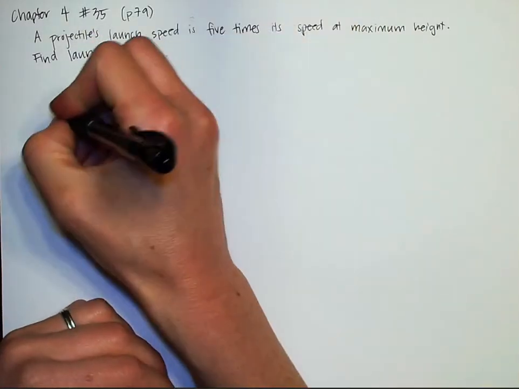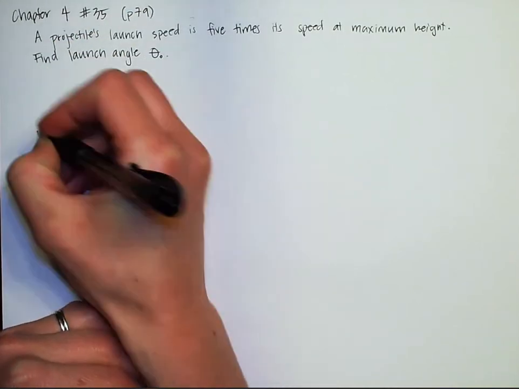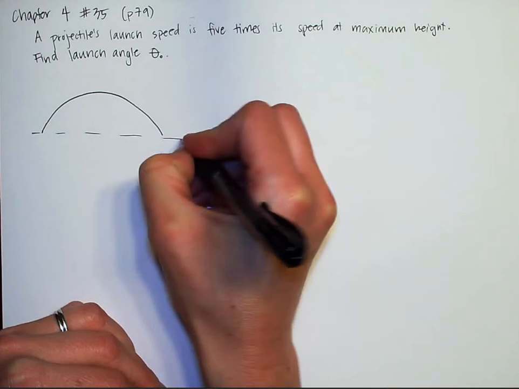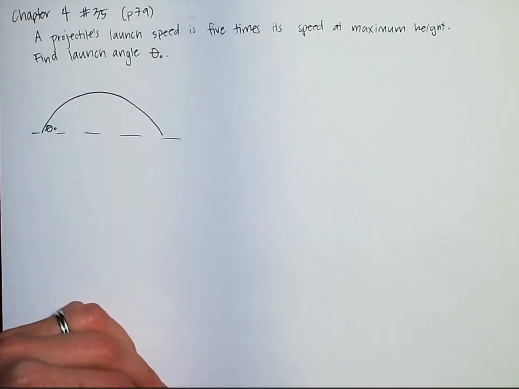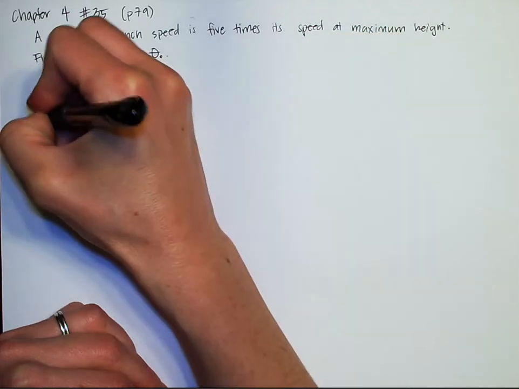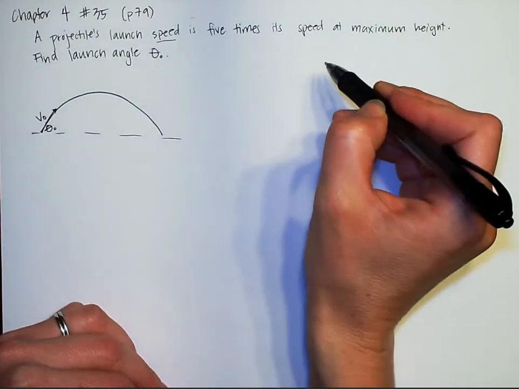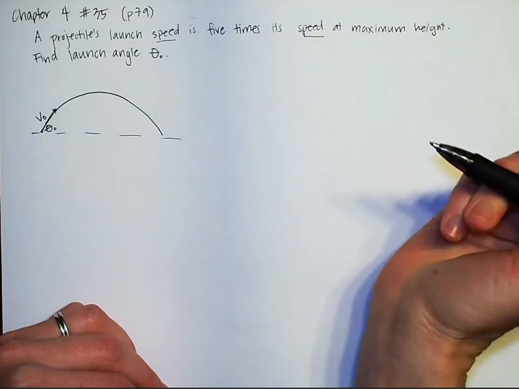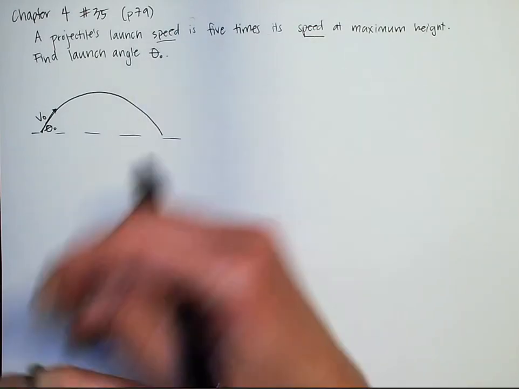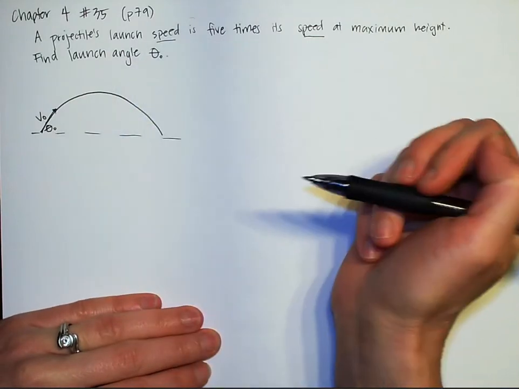So as always, I like to draw a picture. And so we know it's a projectile, so I will draw a projectile. Here is our launch angle theta naught. Here is our initial velocity, v naught. Keep in mind that it says the launch speed, its speed at maximum height. So we're not comparing velocities here, we're comparing speeds in this initial piece of information.